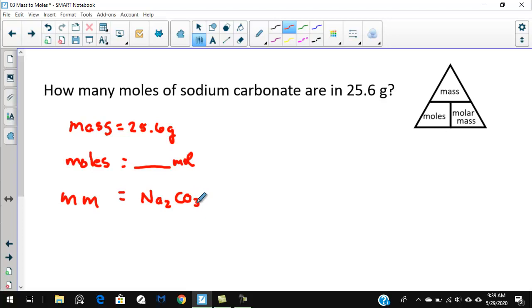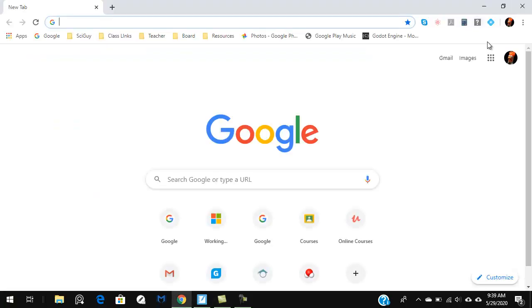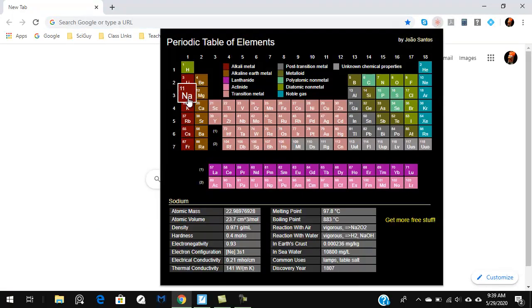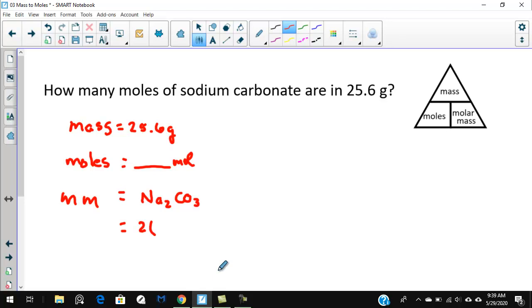Na2CO3 is the formula for sodium carbonate. And then you'd have to go through the process of adding up each one of the atoms. So there'd be two Nas at, let me just double check, I think it's 22.99 is the mass of the Na. Yeah, 22.99.